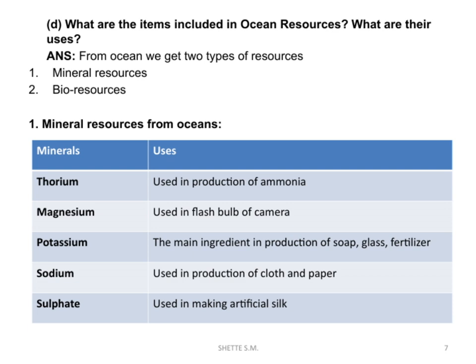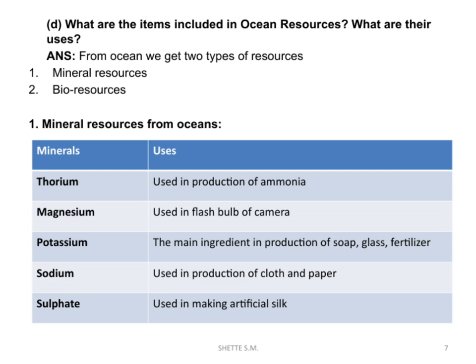Potassium is a vital ingredient in making soap, glass, and fertilizers, highlighting its importance in everyday life and agriculture. Sodium is used in the production of cloth and paper, contributing to many products we use daily. Lastly, sulfate is used in making artificial silk, which is a synthetic fiber used in textiles.